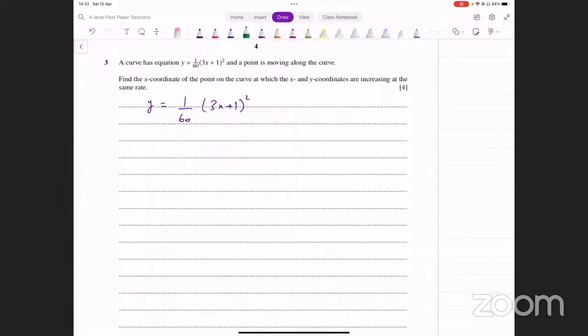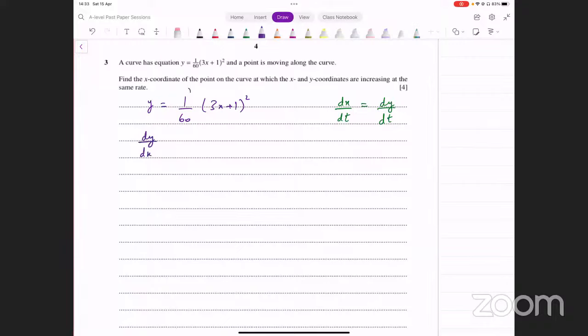The rate of change of the x coordinate and the rate of change of the y coordinate have to be equal. So we can say dx over dt should be equal to dy over dt in this case. All right. So what do we do now? We can differentiate this function, and that will give us dy over dx. And then we can apply chain rule and somehow figure out what the value of x turns out to be at that point. Let's differentiate it first of all.